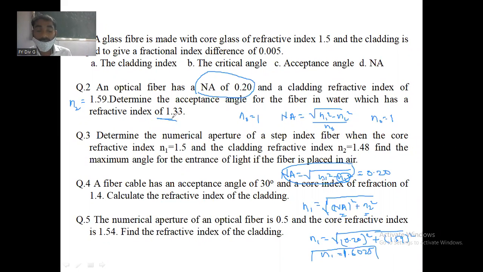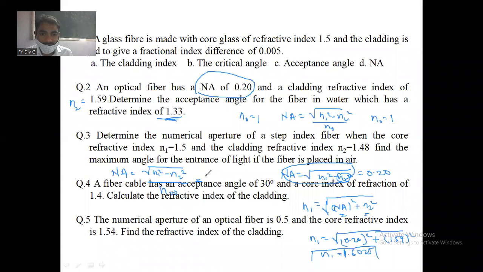Okay, determine the acceptance angle for the fiber in water which has the refractive index of 1.33. आपल्याला काय करायचं आहे की जेव्हा आपला ऑप्टिकल फायबर हा वॉटर मीडियम मध्ये असेल त्यावेळेस तिथला ऍक्सेप्टन्स अँगल फाइंड करायचा आहे. आणि त्यावेळेस वॉटर मीडियमचा रिफ्रॅक्टिव्ह इंडेक्स किती दिले तुम्हाला 1.33. So we can use the second formula, same: NA is equal to square root of n1 square minus n2 square divided by NW, म्हणजे वॉटरचा रिफ्रॅक्टिव्ह इंडेक्स. इथे काय मेन्शन करायला लागेल, रिफ्रॅक्टिव्ह इंडेक्स फॉर द वॉटर मीडियम.